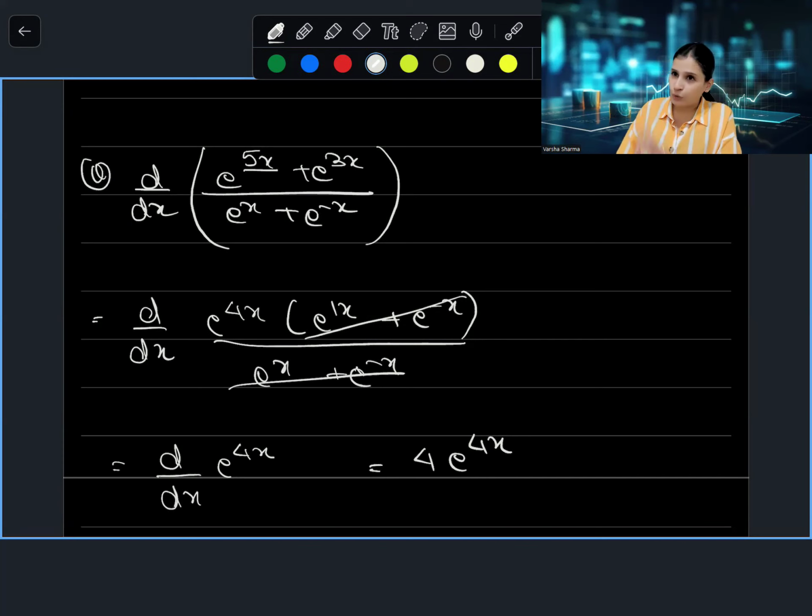So in differentiation, it's a rule. First simplification, then differentiation. So you need a lot of practice to just look at the question and realize, okay, I can simplify. Ma'am.